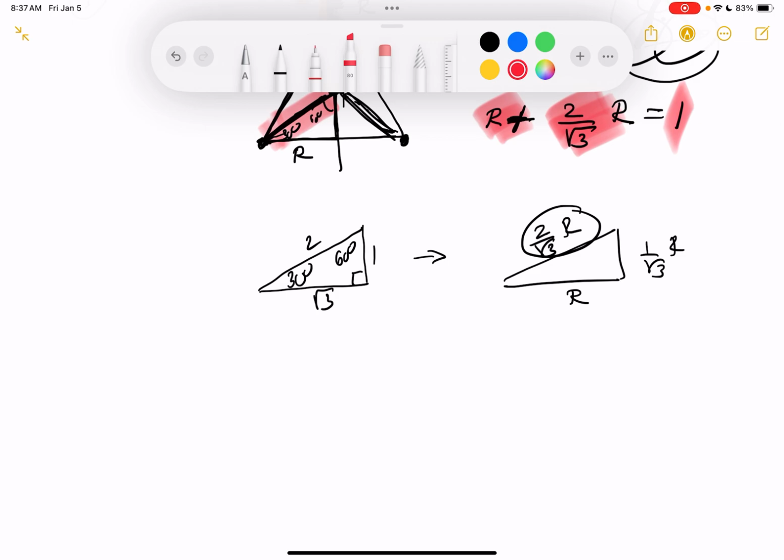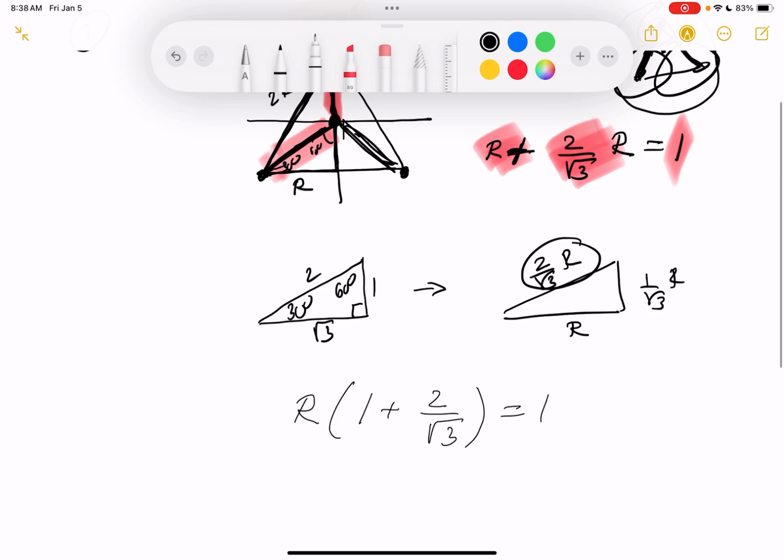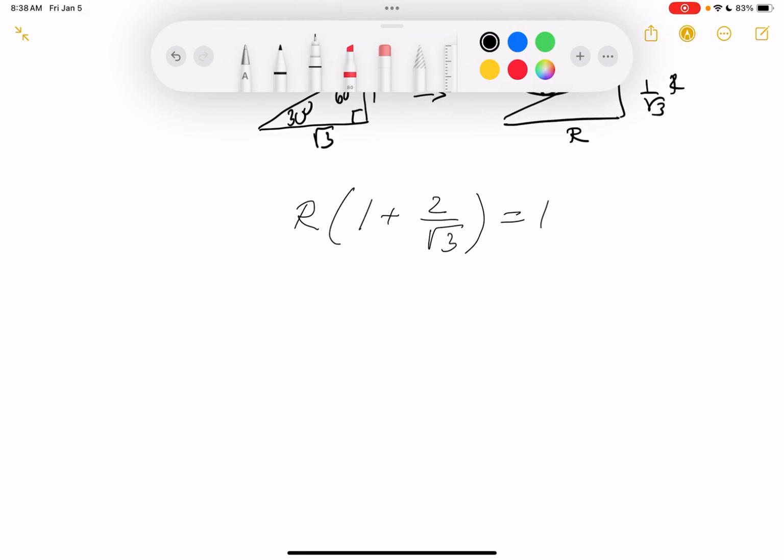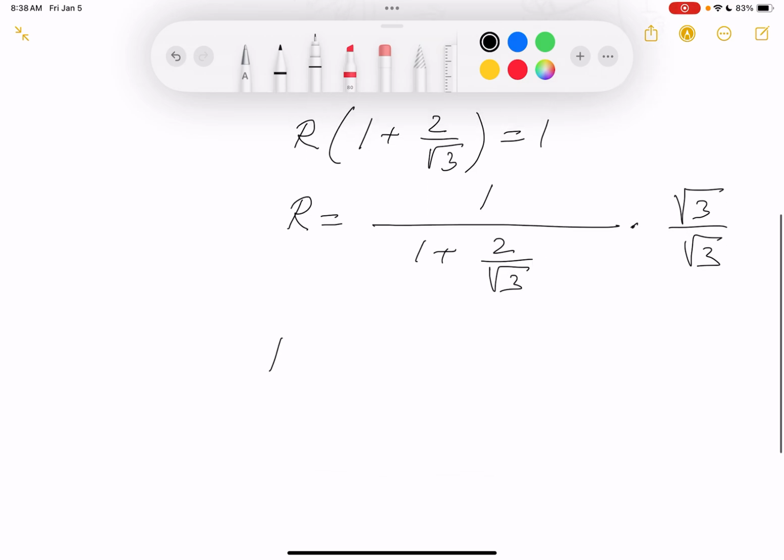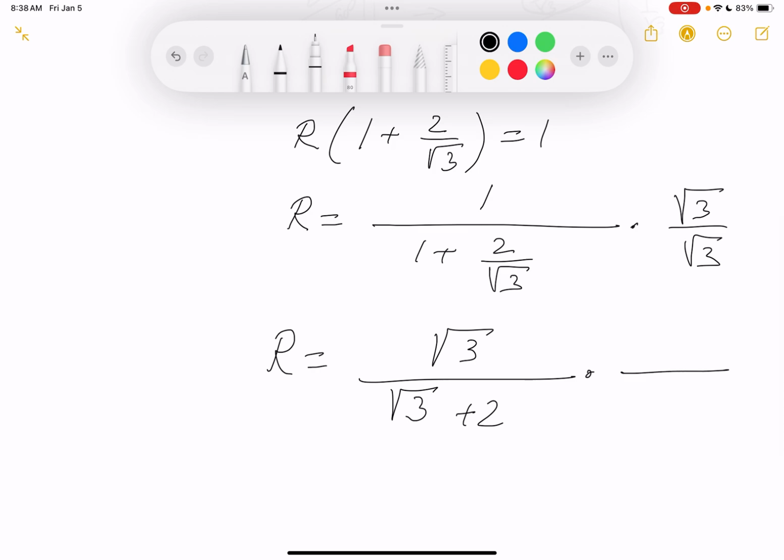Yeah, you can. And let's go through that. What I'm going to do is factor r out, and you get 1 plus 2 over root 3 equals 1. Make sure I did that right. Yep. I'm going to divide both sides by the coefficient on r. I'm going to multiply top and bottom by root 3. You get root 3 on top, and on bottom, you get root 3 plus 2. I'm going to multiply the bottom by its conjugate, which would be root 3 minus 2.